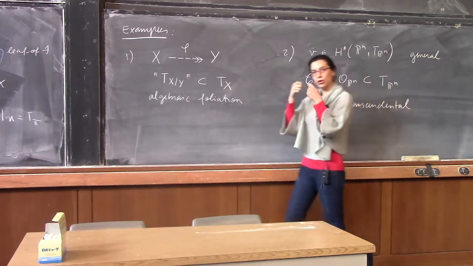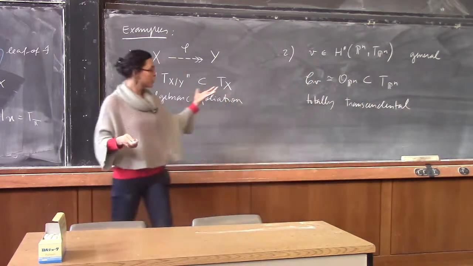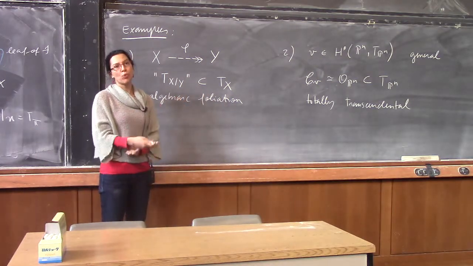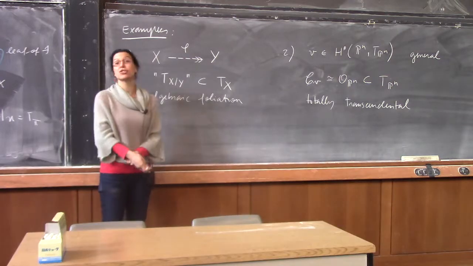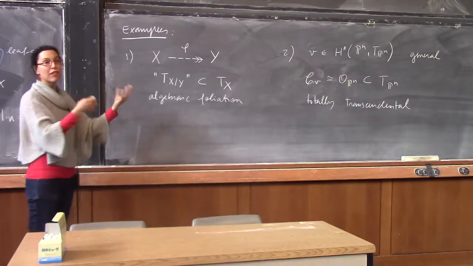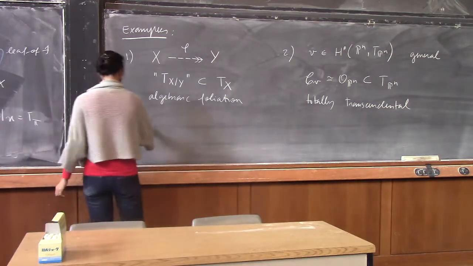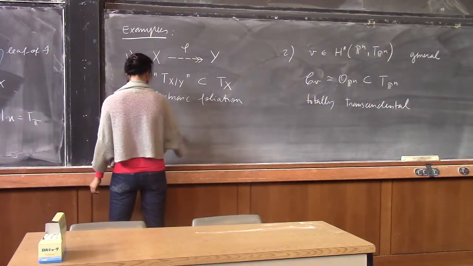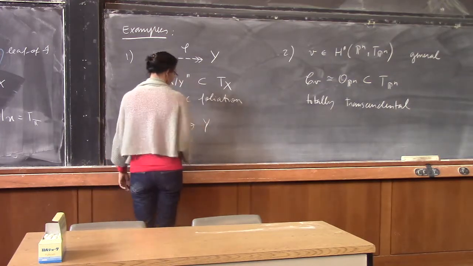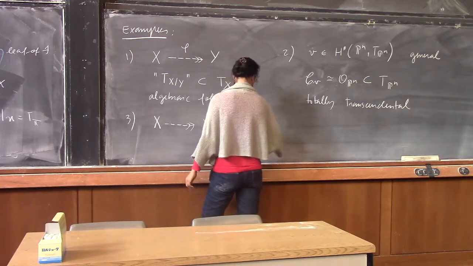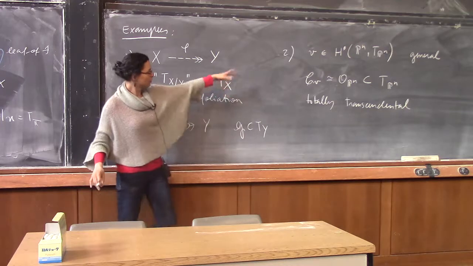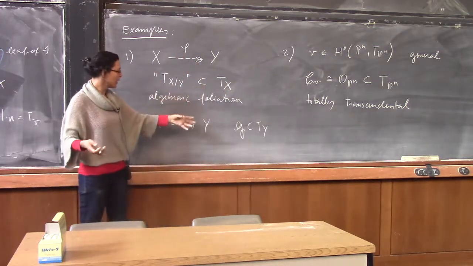So that means that a totally transcendental foliation would be one for which, for a general point, there is no algebraic subvariety that is tangent to this foliation. And of course, in general, what you have is a mixed behavior. So you could take, for instance, a dominant rational map to Y. You could have a foliation G on Y, say a totally transcendental foliation.